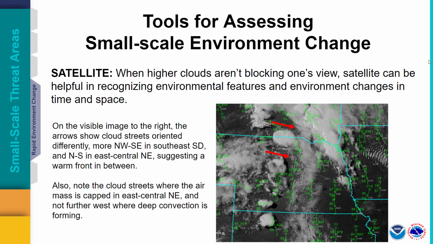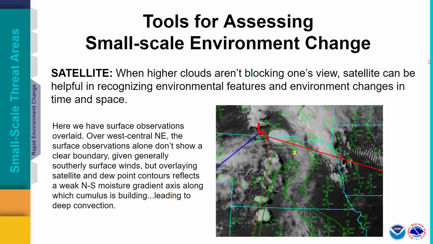Also note the cloud streets where the air mass is capped in east central Nebraska and not further west where deep convection is forming. Notice the surface observations overlaid on the satellite image. Over west central Nebraska, the surface observations alone don't show a clear boundary, given a generally southerly surface wind. But by overlaying satellite and also dew point contours, we can see a weak north to south moisture gradient axis along which convection is trying to develop.